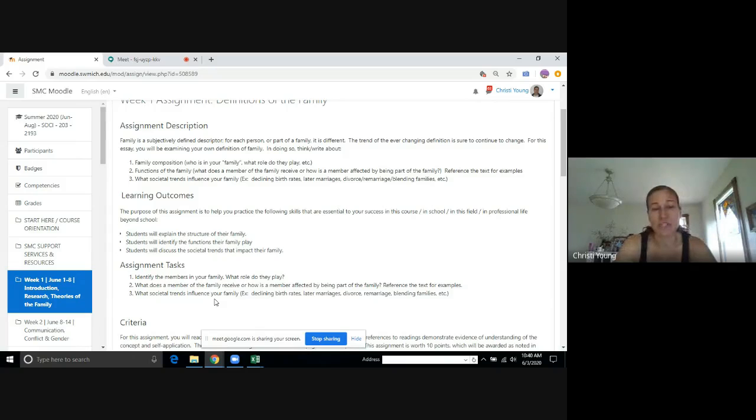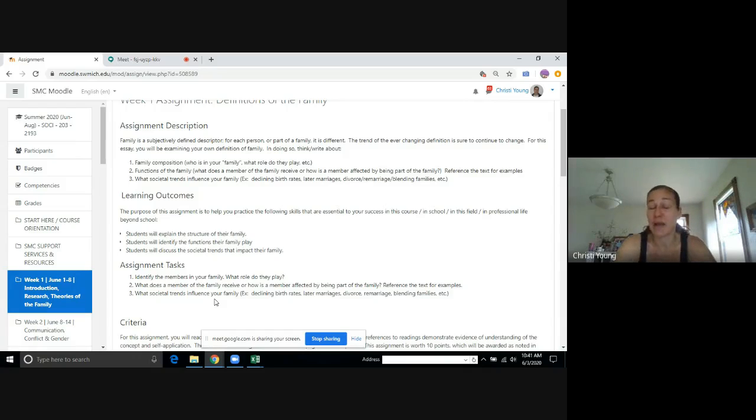So that is really the goal of this first assignment, is for you to really think about what your family is, who plays the roles, who does what, and specifically what societal trends impact your family. When I'm talking about trends, I'm talking about the age at which people get married. I'm talking about more kids in daycare than ever before. I'm talking about, let's see, rate of divorces and remarriages. So all of these are examples of societal trends.